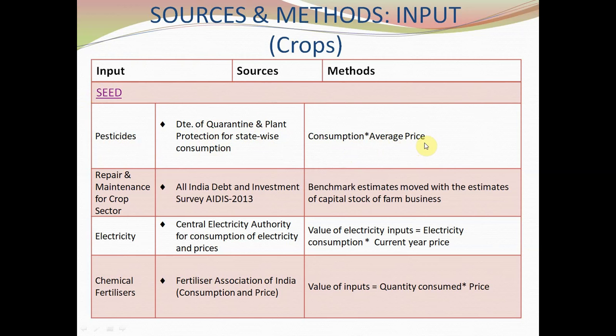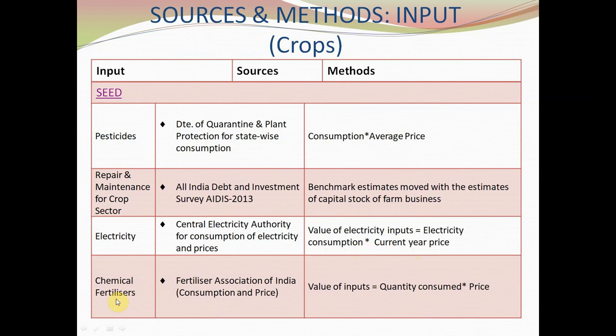into average price. For repair and maintenance for the crop sector, the All India Debt and Investment Survey, AIDIS 2013, is used, and benchmark estimates are moved with the estimates of capital stock of farm business. For electricity, data is provided by the Central Electricity Authority for consumption of electricity and prices, and the input value of electricity is calculated by electricity consumption multiplied by current year price.